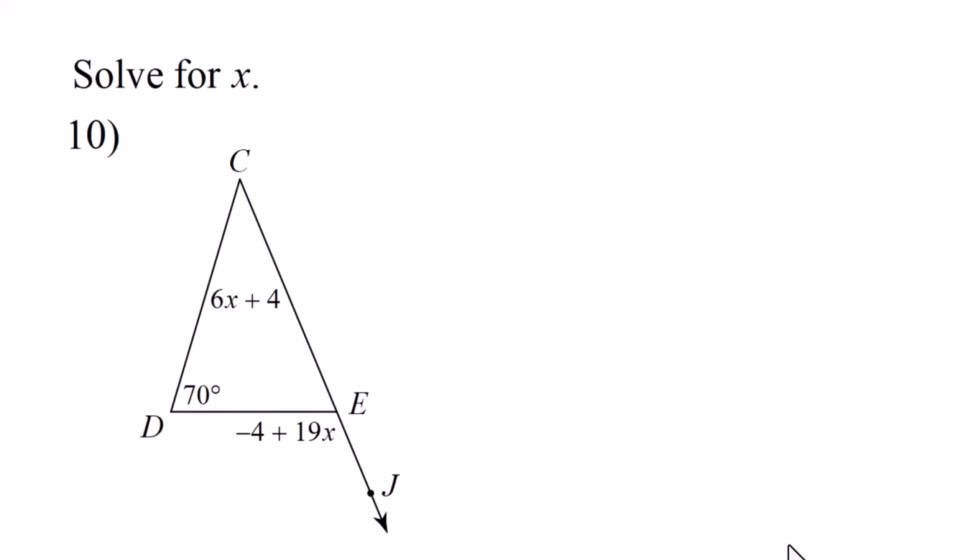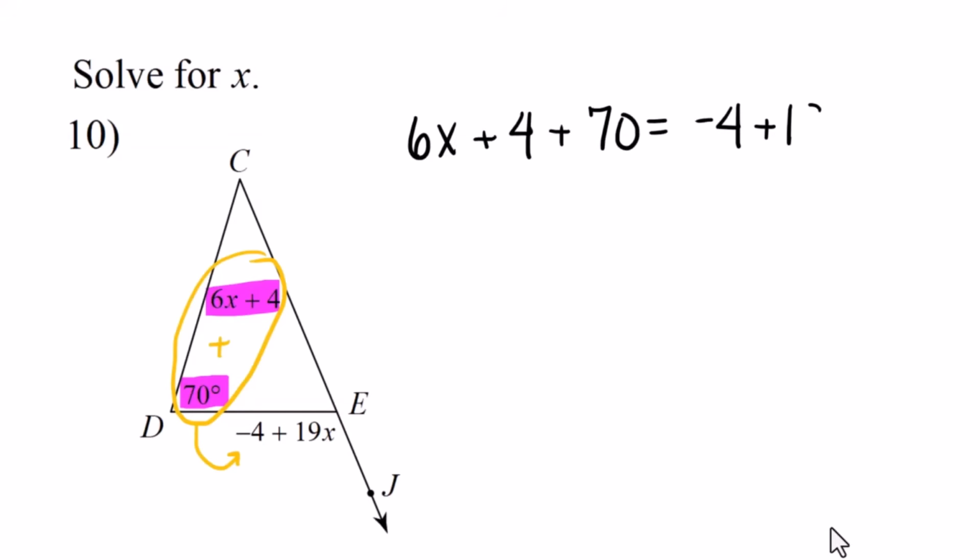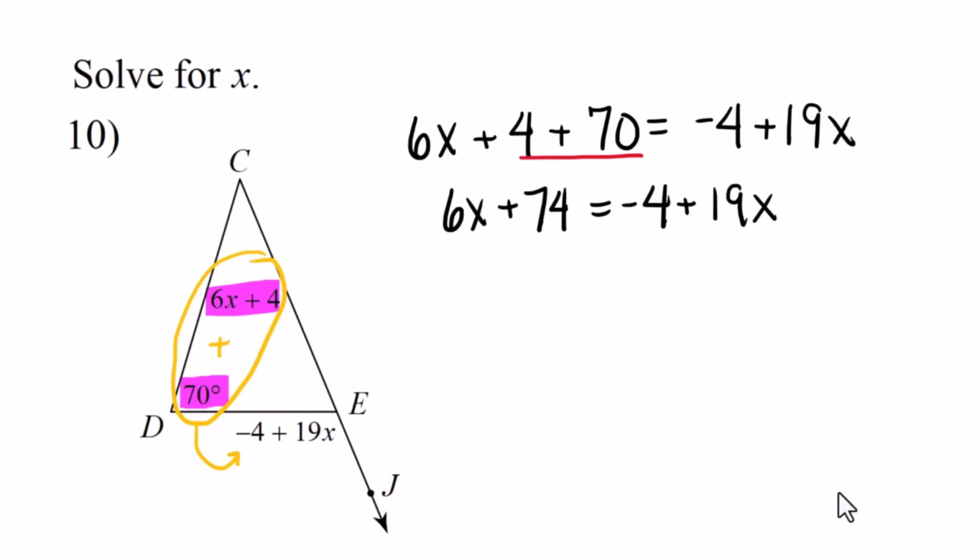Moving on to number 10. Now we need to solve for x. And this one you have to use the exterior angle theorem. I know that these two added together are going to equal this. So 6x plus 4 plus 70 is going to equal negative 4 plus 19x. The exterior angle theorem is really a wonderful tool in geometry. It's not hard to memorize either. All right, let's solve. Let's combine those numbers. We get 6x plus 74 equals negative 4 plus 19x.